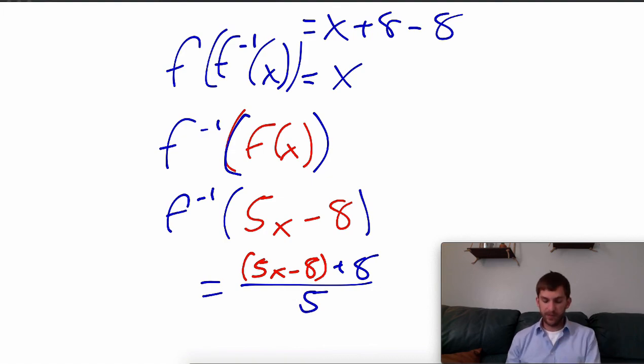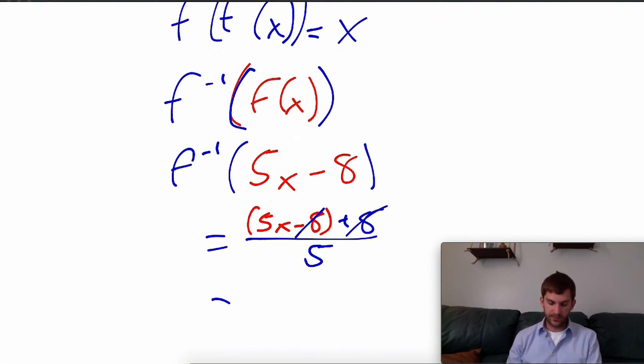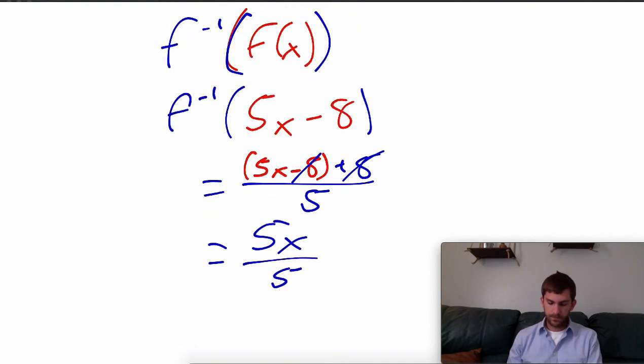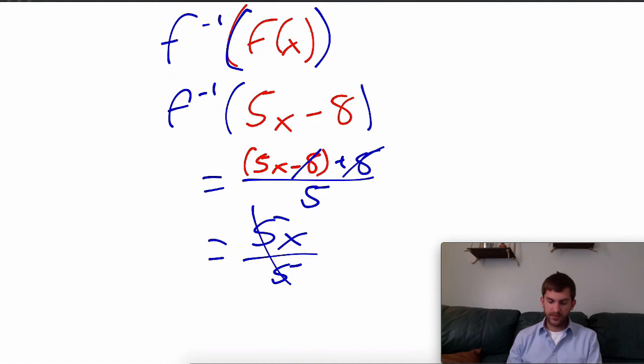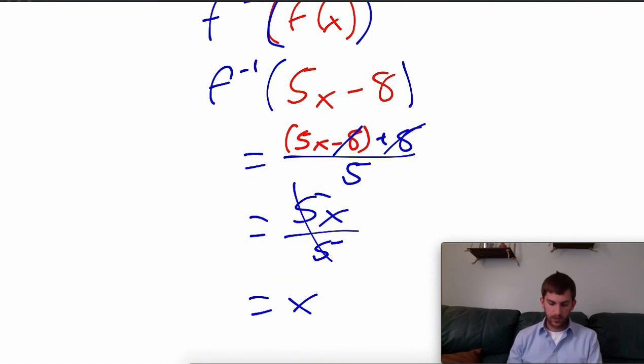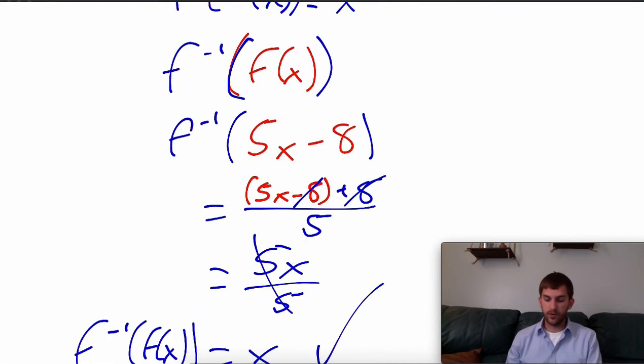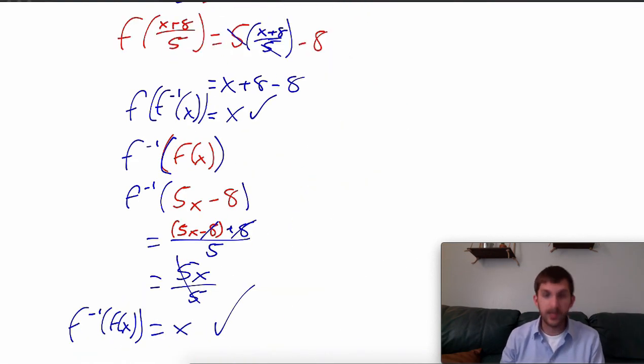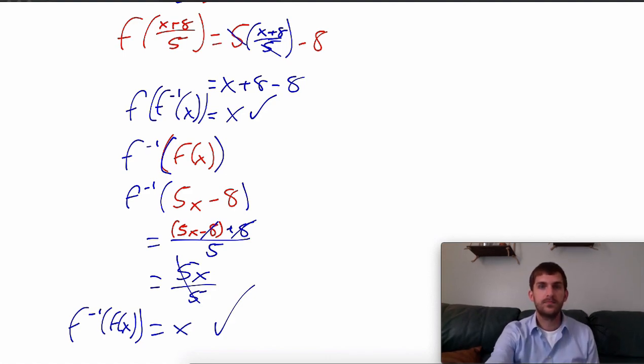In that numerator, we got a minus 8 and a plus 8. They're going to cancel out, so we're left with just 5x over 5. And when we reduce the 5's, we're just left with x. So we're going to say f inverse of f of x equals x as well. So that's what we're hoping for. We're hoping to get, when we plug the composition in for f of f inverse and f inverse of f, that they both give you an output of x.